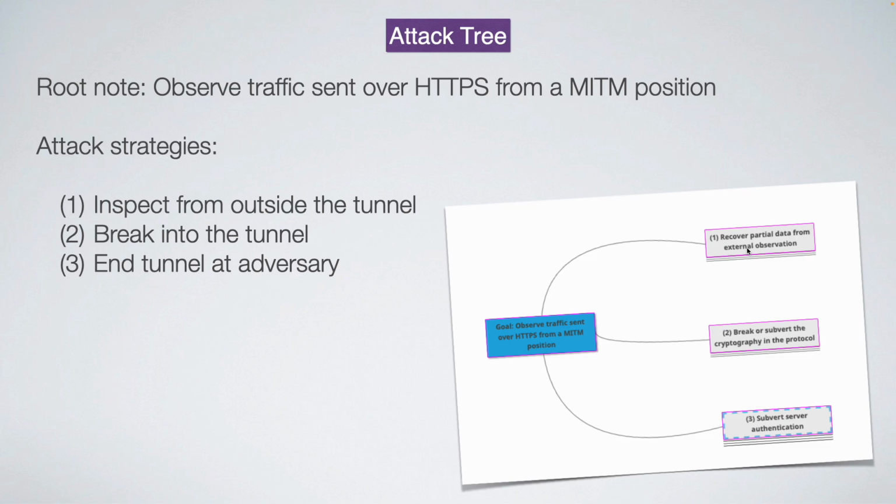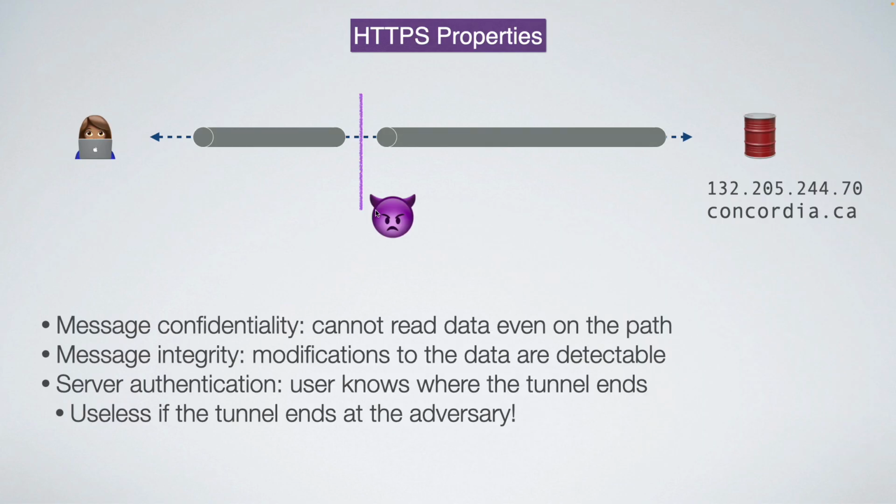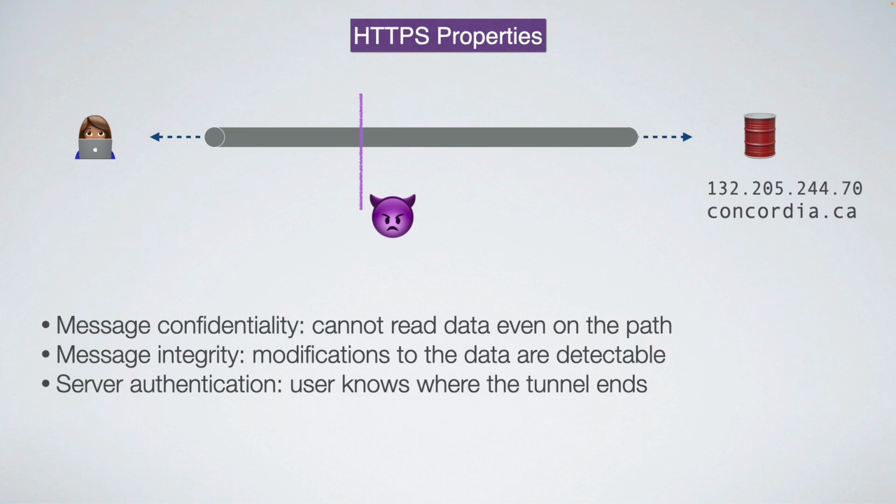And then the third category is where the adversary is going to try and get the tunnel to end at them. So the user thinks they have a tunnel to Concordia, but the reality is they have a tunnel to the adversary. Then the adversary can inspect the traffic that's going by. Okay, so again, the 3 attacks are, attack 1 is what can we learn just by looking from outside the tunnel?